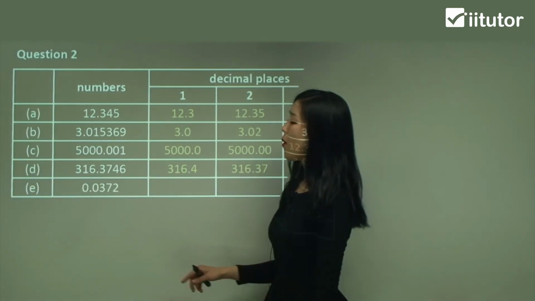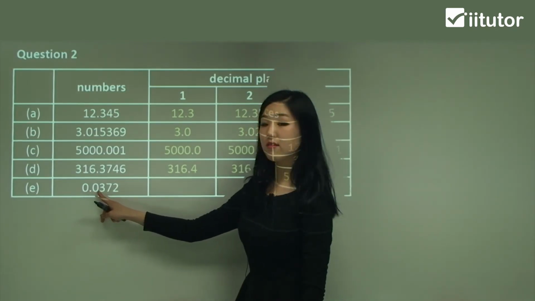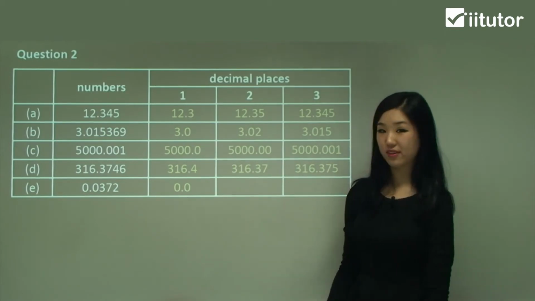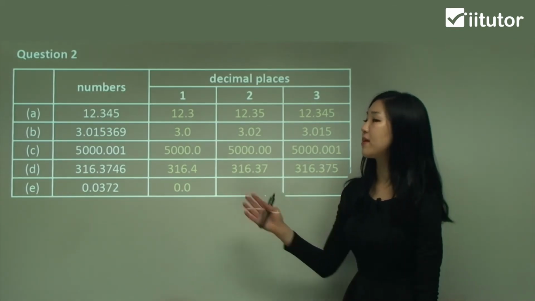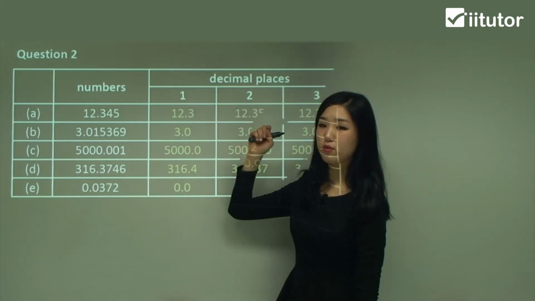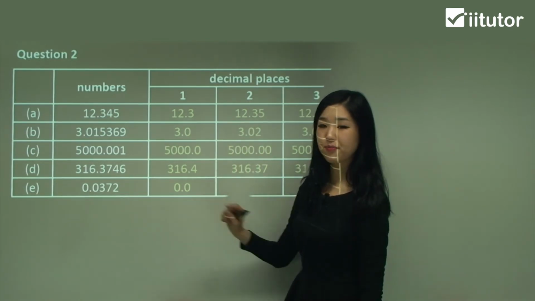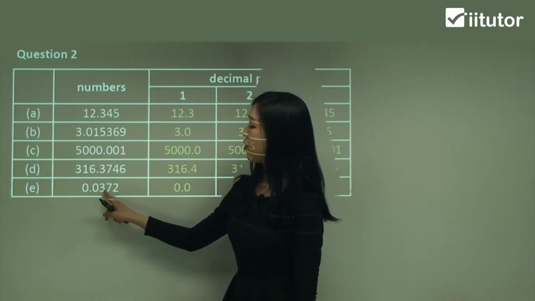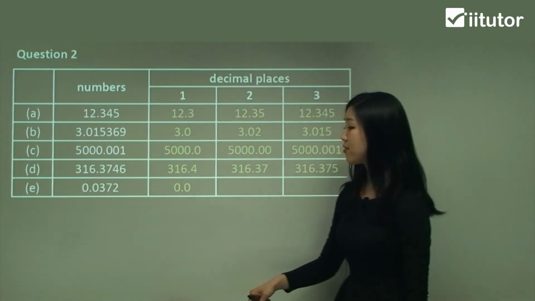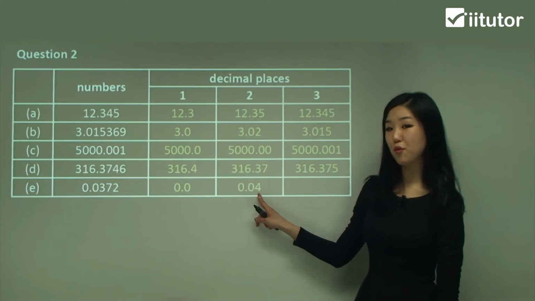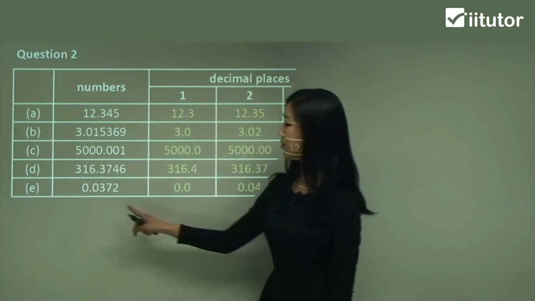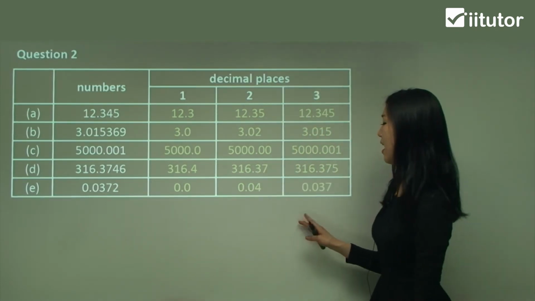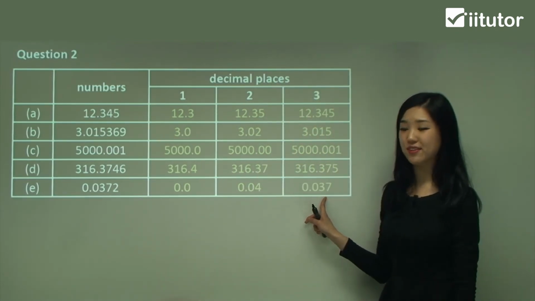And then E, 1 decimal place will be like that, just 1, but then 3 is less than 5, so the answer would just be 0.0. I know that's just 0, but because they ask you to write it as 1 decimal place, you should write it like this. Okay? Now 2 decimal places, 1, 2. 7 is greater than 5, so you have to round the 3 up to 4. Now 3 decimal places, 1, 2, 3. 2 is less than 5, so you leave it as 0.037.